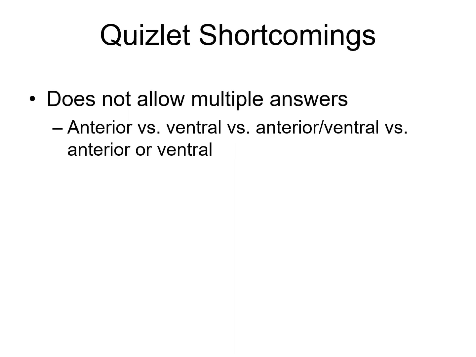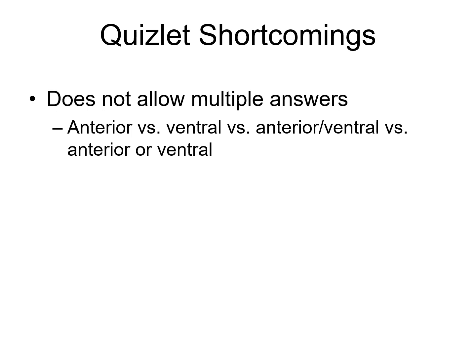I just want to mention that Quizlet is an excellent resource, but it does have some shortcomings. For example, it will not allow me to input multiple answers. So anterior and ventral is the same, but for some of the answers I might have anterior, others I might have ventral, others I may have anterior/ventral, or anterior or ventral, and the computer is only going to take one right answer.